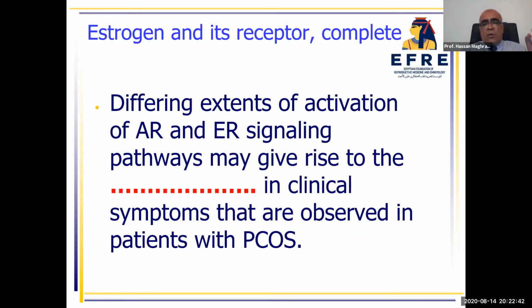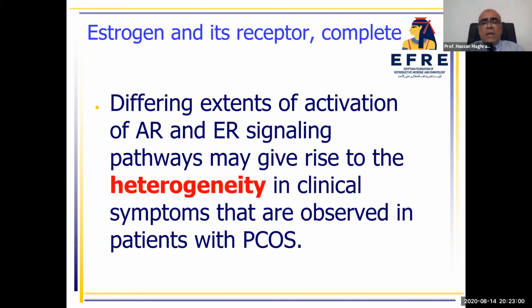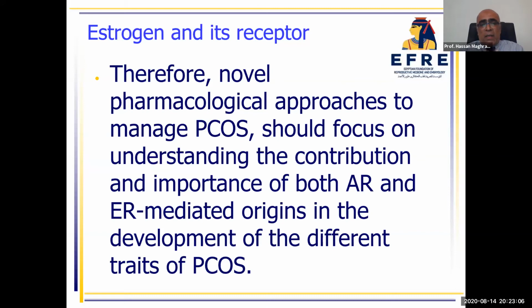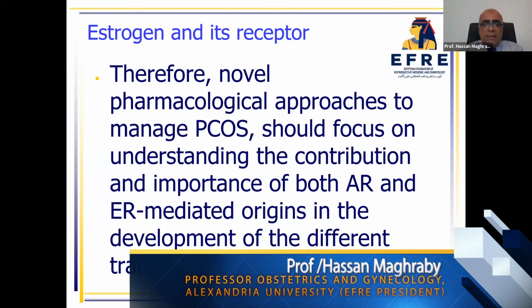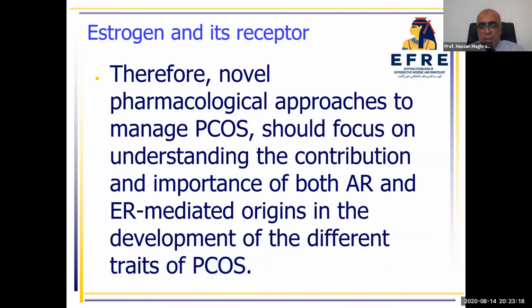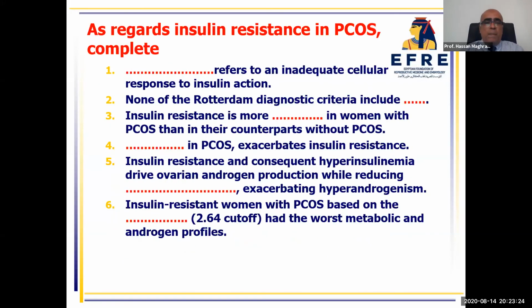And the different extents of activation of androgen and estrogen signaling pathways may give rise to what in the clinical symptoms that are observed in PCOS? These variations in activation of androgen receptor and estrogen receptor result, of course, in variation and heterogeneity in the clinical symptoms observed in PCOS. So, recently, novel pharmacological approaches to manage PCOS should focus on understanding the contribution and importance of both androgen receptor and estrogen receptor-mediated origins in the development of the traits of PCOS, because this is important for treatment.